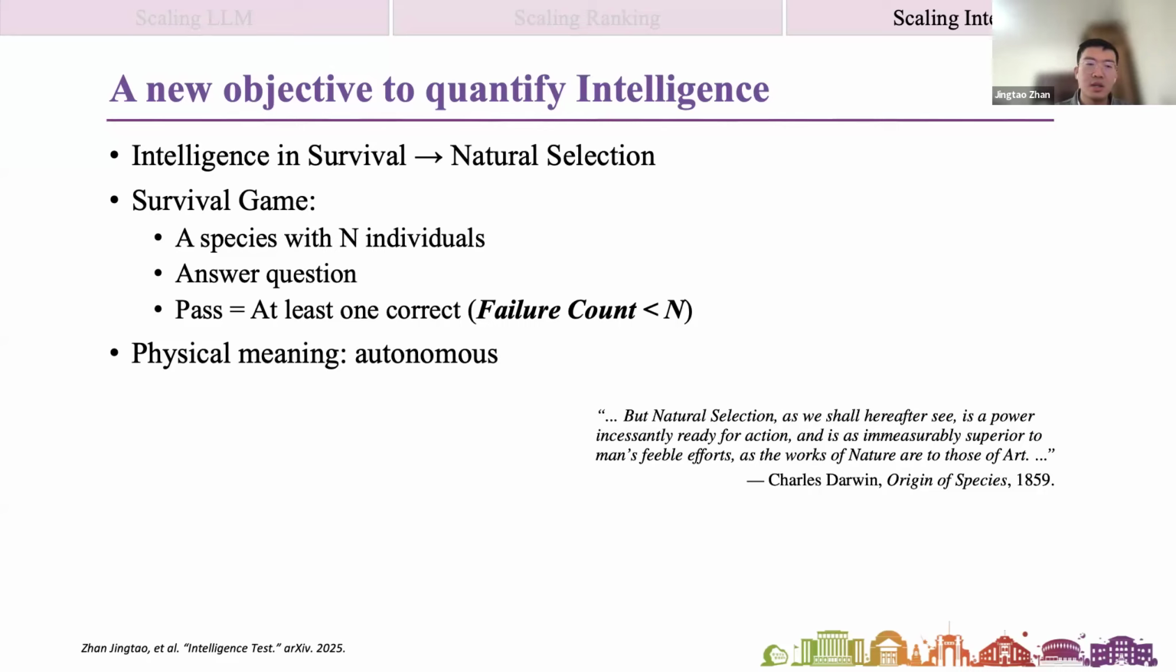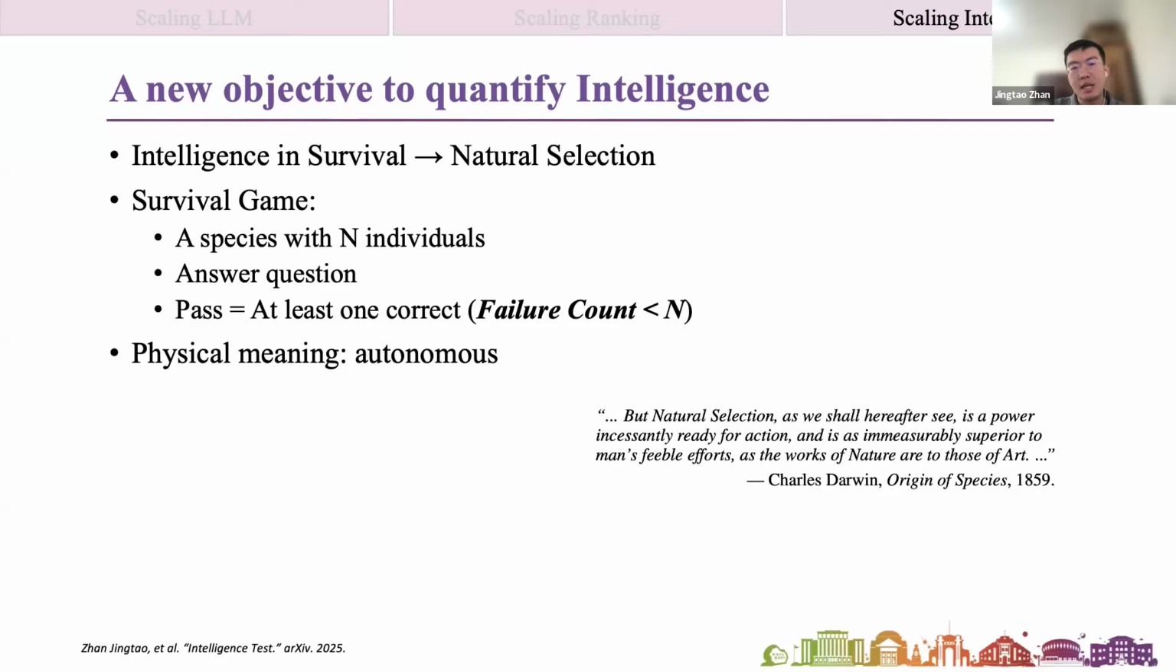We can imagine natural selection as a survival game. We have a species with n individuals, and we let them answer questions one by one. If an individual gives an incorrect answer, he will vanish. Otherwise, if the individual gives the correct answer, he will pass the game. And if at least one individual passes the game, this species passes the survival game. This is our abstraction for natural selection.